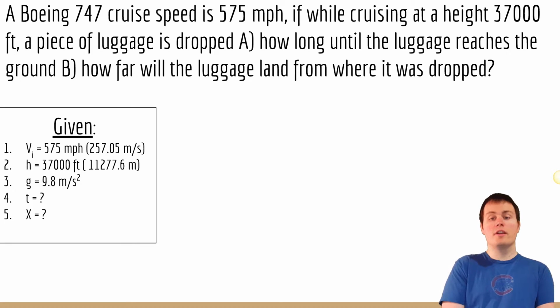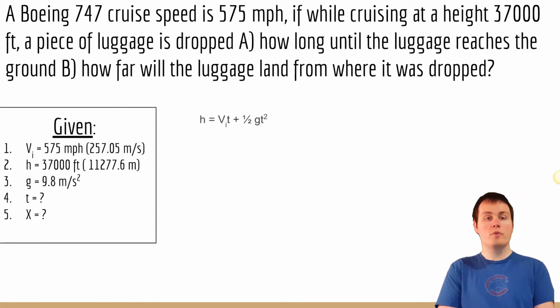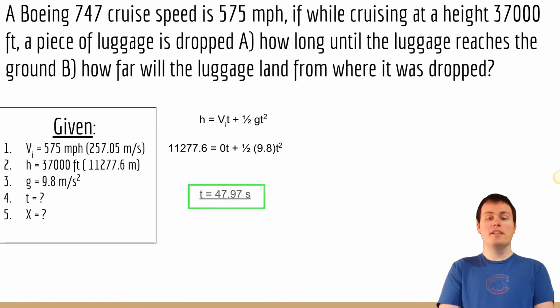In this case, what I use is the equation we've used many times before, h is equal to initial velocity times time plus 1/2 times gravity times time squared. And we know all of those things except for time. So we'll plug in what we know, we'll do a little rearranging and solve for time, and in this case we get 47.97 seconds.